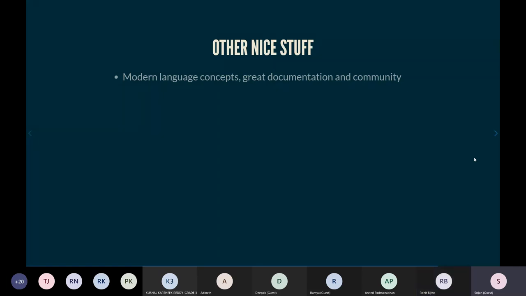Rust uses a lot of modern language concepts. Somebody working in JavaScript will actually feel at home working on Rust, with the concepts of lambdas and iterators. All these things work beautifully in Rust. And your systems program, if you squint hard, kind of looks like JavaScript, which is a strange thing to say. It's a modern language that uses ideas from functional languages, with great documentation and a great community.